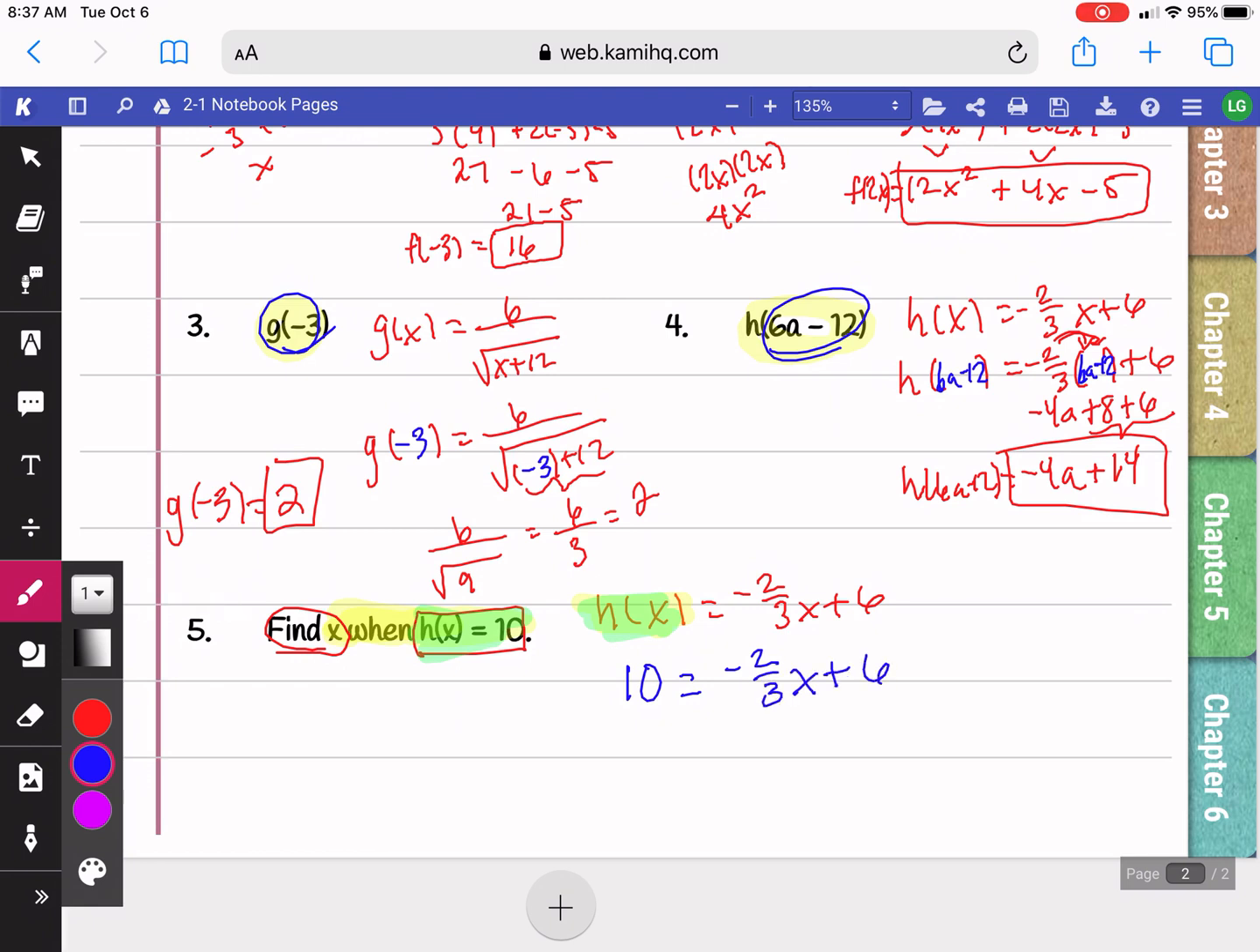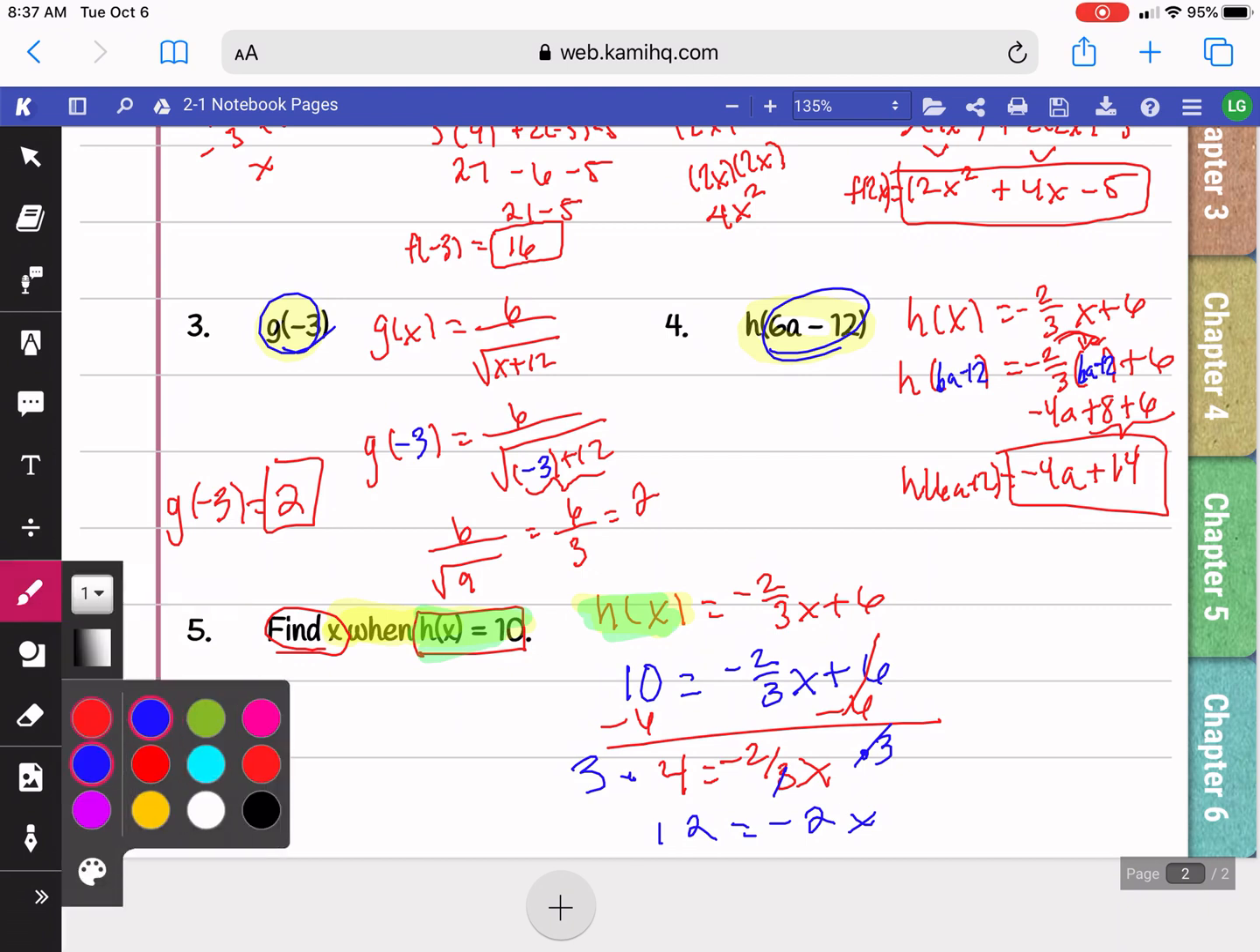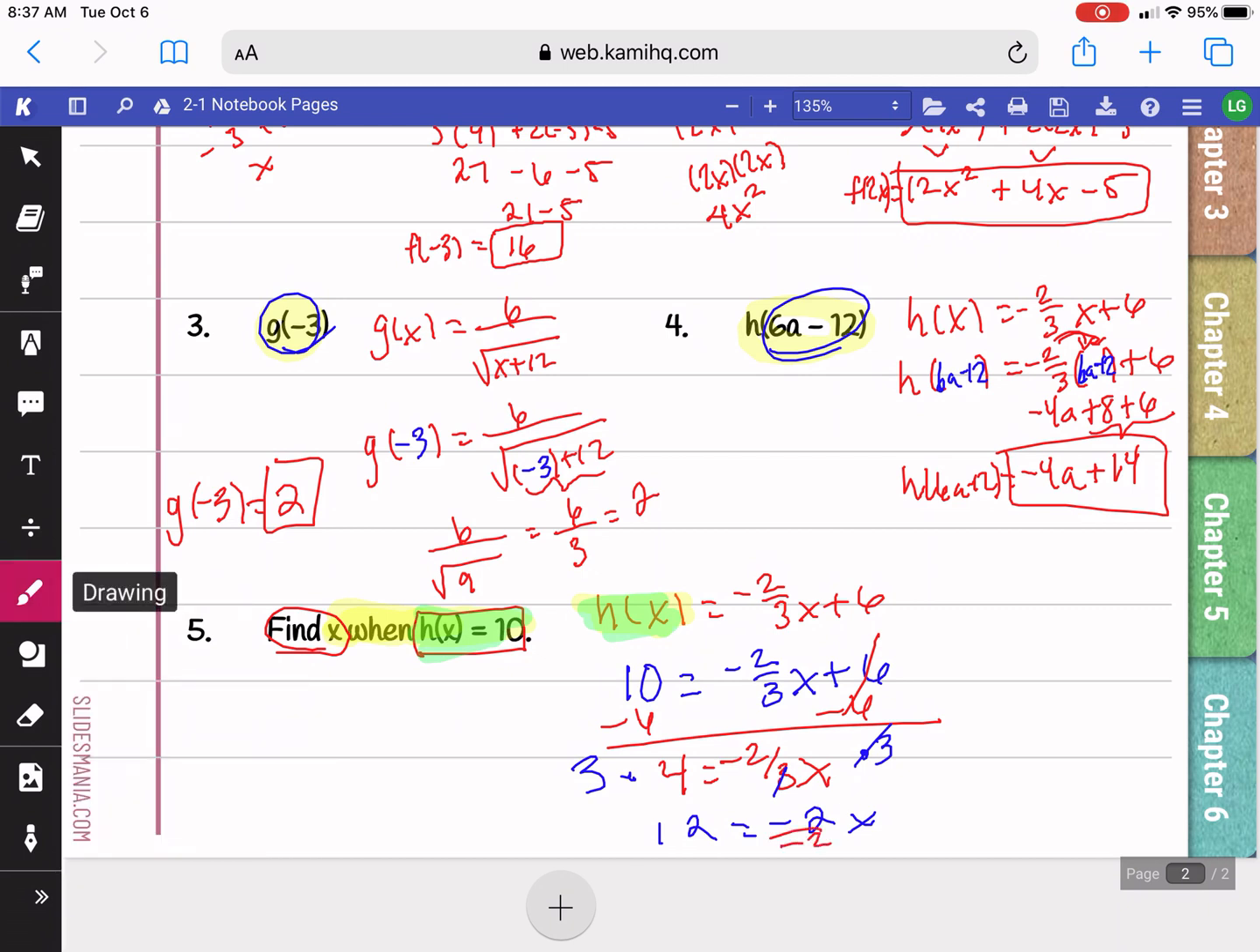So we actually have an equation and we can solve it for x. I would start by subtracting 6. So we have 4 equals negative 2/3 x. Anytime you have a fraction, you can multiply by the denominator to undo it. So I'm going to multiply both sides by 3. I get 12 equals negative 2x, since negative 2 times 3 divided by 3 is negative 2. Basically, the 3's cancel each other out. Your last step would be to divide by negative 2. If you divide 12 by negative 2, you get negative 6 as your answer for x.